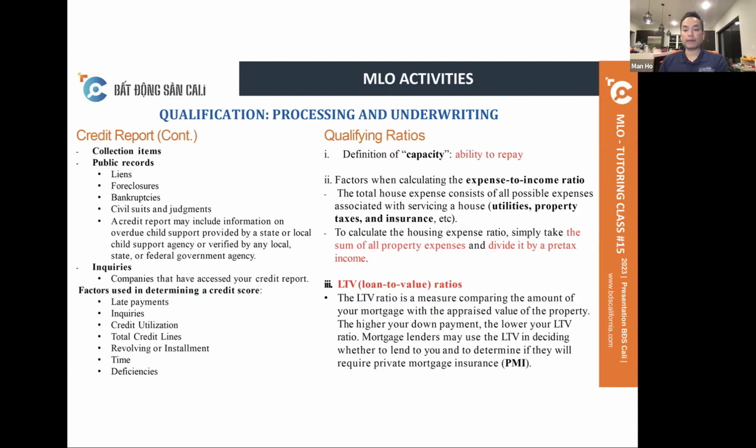Okay, to calculate the housing expense ratio, simply take the sum of all property expenses, divide that by the pre-tax income. Okay, so meaning that here we're only talking about housing expenses. We haven't talked about the credit card or anything just yet, right? So this is what we call a front end DTI. Front end DTI is for the housing expenses.